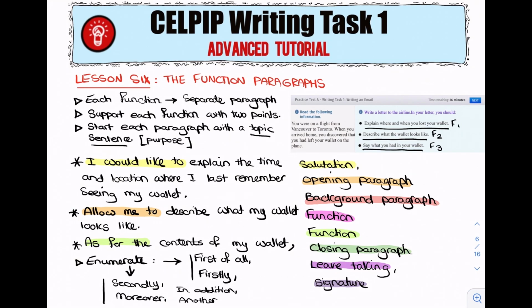All right, guys, I hope you enjoyed watching this video. Start practicing writing your topic sentences. In fact, please write a function paragraph for the second bullet in this sample question and leave it in the comments below. The second bullet is describe what the wallet looks like. I'm going to review the answers that you shared and I'll try to provide you with feedback.